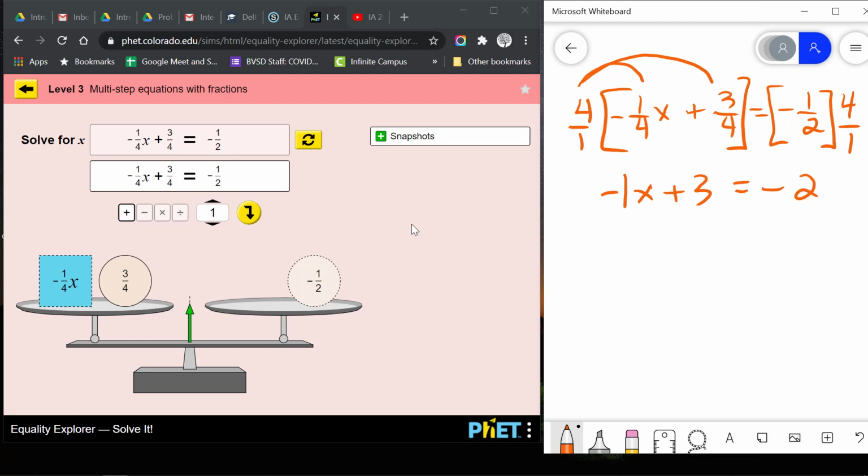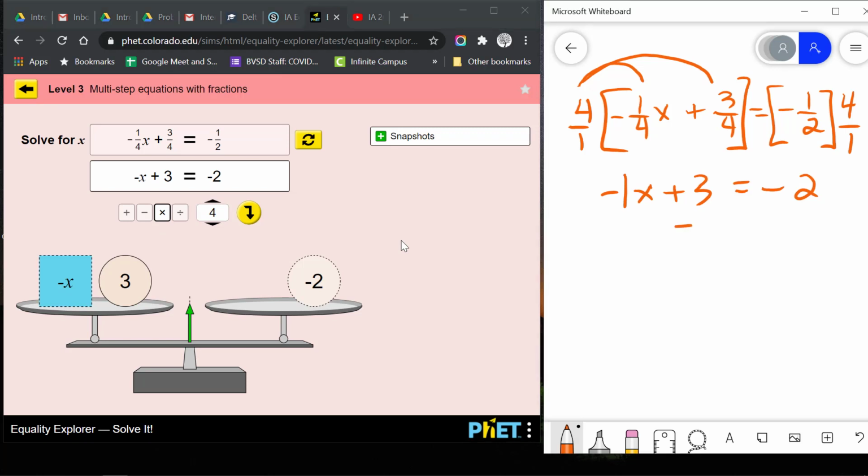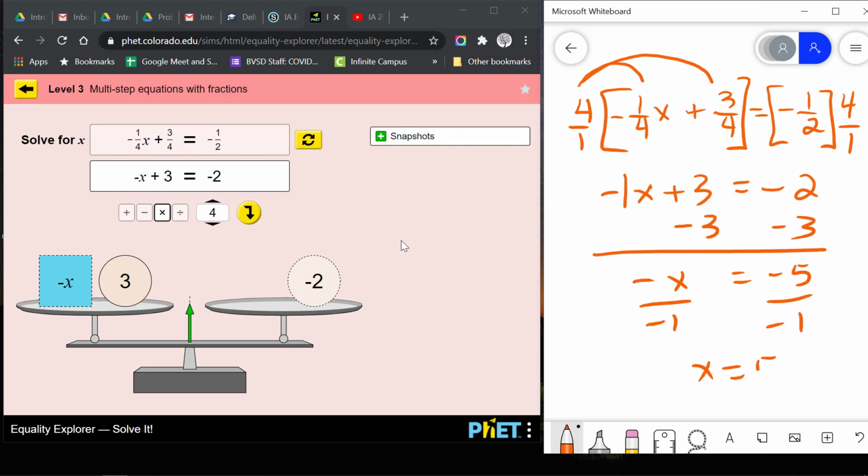So let's see if the same thing happens in the simulation when I say multiply by 4. Awesome. This is a great check on the work that I've done in my notebook. So now I think that what I want to do is subtract 3 from both sides. Then I've got negative x equals negative 5. And I'll divide both sides by negative 1 and end up with x equals a positive 5.